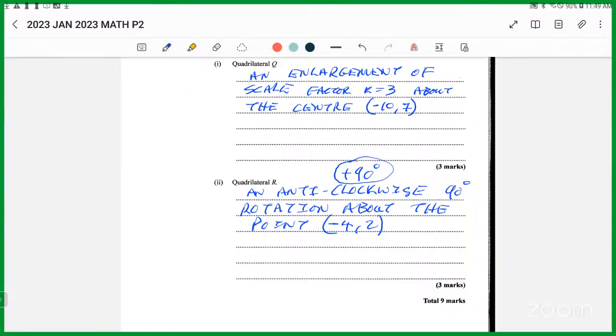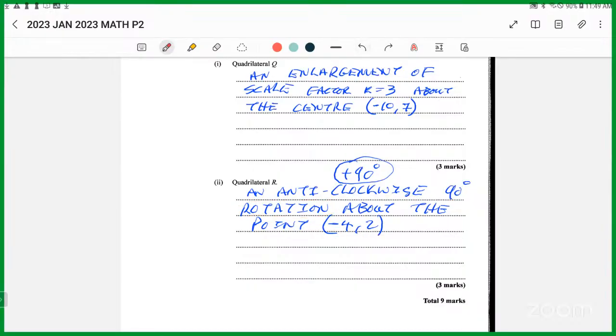What did we state in this? We gave the name of the transformation, which is rotation. And we gave the three components. What are the three components? The angle, which is 90 degrees, the direction, which is anti-clockwise, and most importantly, we also give the center of the rotation. Angle, direction, and center must be stated when you're describing a rotation. And that is it.